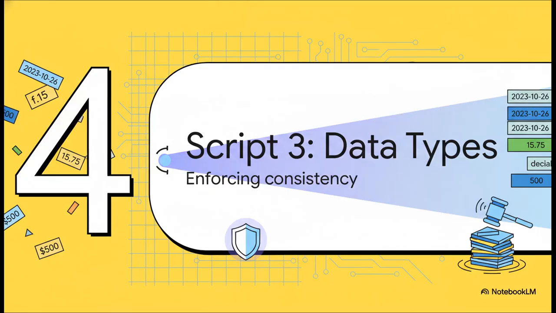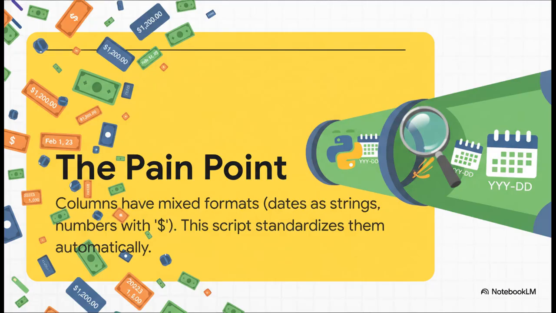Okay, script number 3. This one tackles a problem that seems small but can cause total chaos in your analysis: inconsistent data types. I like to think of this script as the one that brings law and order to your messy, unruly columns. This is a classic. You try to run a simple calculation, like the average revenue, and your entire script crashes. Why? Because some of the numbers are stored as text with dollar signs and commas, like $5,000.